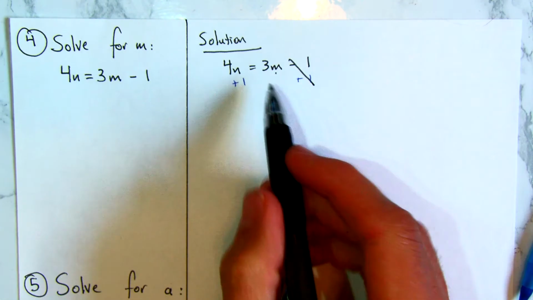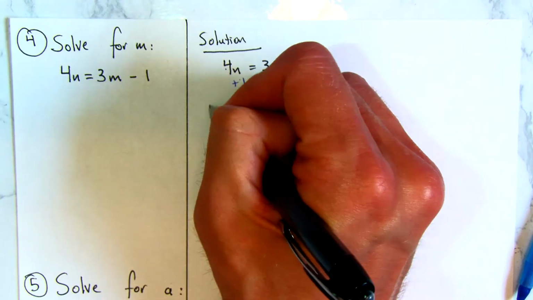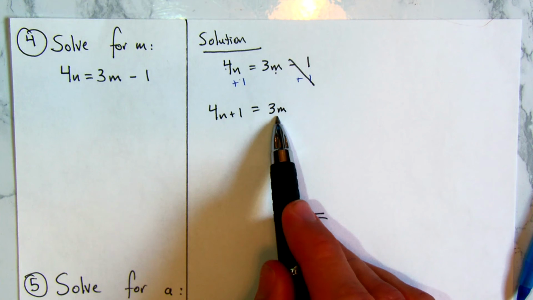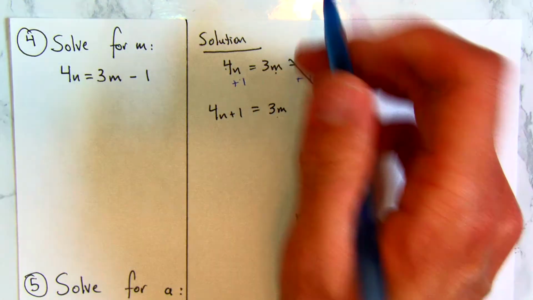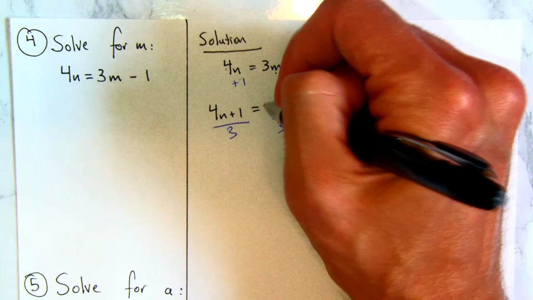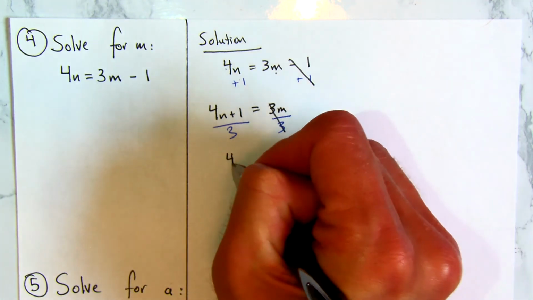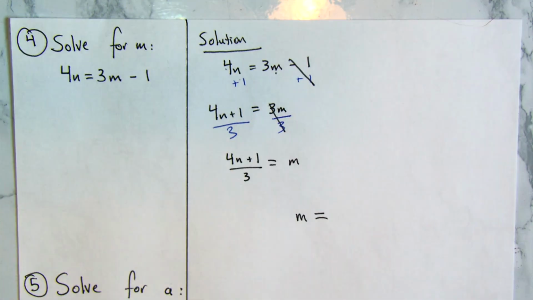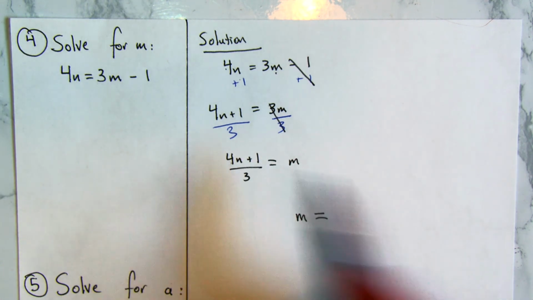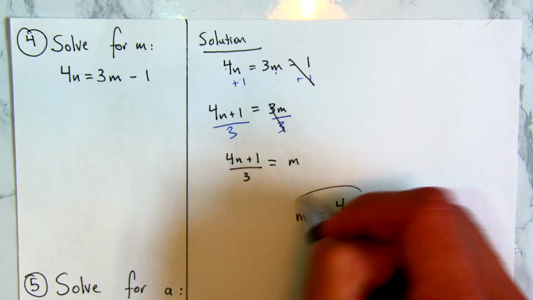So we have 3m equals 4n plus 1. Now to get m alone, you need to divide by the number in front of m. So divide both sides by 3. So m is equal to 4n plus 1 over 3, and 3 doesn't go evenly into 4 or 1, so I think I'm going to leave this one as is. There's no way to simplify it.